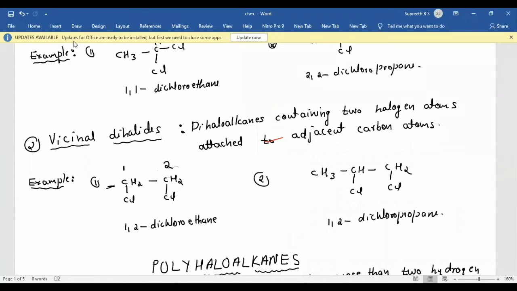If you take another example, that is 1,2-dichloropropane. Observe the numbering from which side. You have to start numbering from the right side, because you have to give first preference to the substituent group. So this one is the first carbon atom, this one is the second, this one is the third. So in 1,2-dichloropropane, the basic molecule is propane. Chlorine atoms are present on the first and second carbon atoms, so it is called 1,2-dichloropropane.